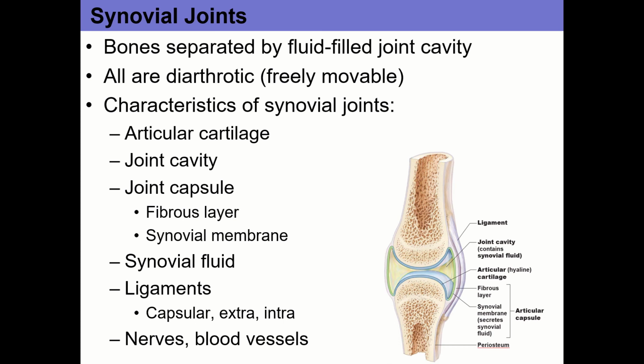And then blood vessels, as mentioned, help provide oxygen, amino acids, those kinds of things to the fibroblasts in the fibrous layer of the capsule, but also, again, they diffuse into the synovial fluid to nourish the chondrocytes inside of the joint as well.